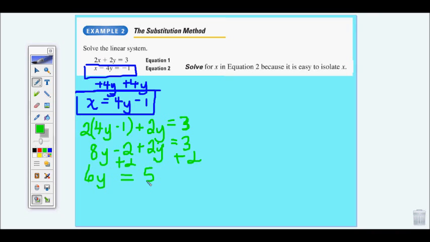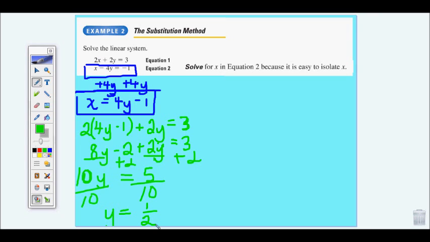Wow, I can't read my own writing on this. So this is going to be a 10y. I had an 8y and a 2y. I was looking at my negative 2 when I was trying to see; there's a perfect example for not taking shortcuts. And let's go ahead and divide. I was trying to fit into my space here and I ended up making mistakes. Luckily I caught them before I went too far. So now I have that y equals 1/2.